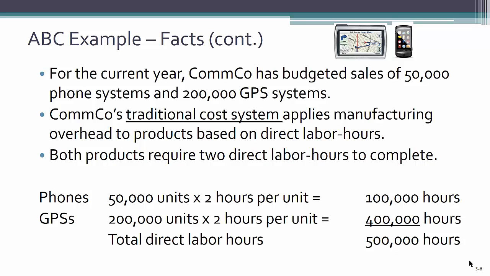So here's some additional information. In the current year, Comco has budgeted sales of 50,000 phone systems and 200,000 GPS systems. Comco's traditional cost system applies manufacturing overhead to products based on direct labor hours. Both products require 2 direct labor hours to complete. The phone systems and GPS systems consume 100,000 and 400,000 direct labor hours, respectively, for a total of 500,000 direct labor hours.